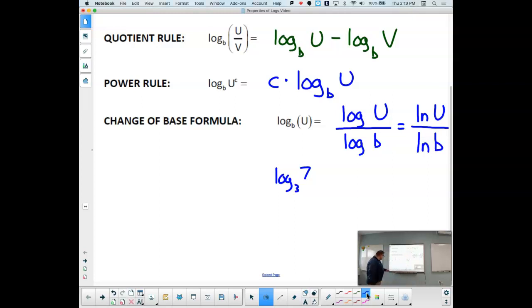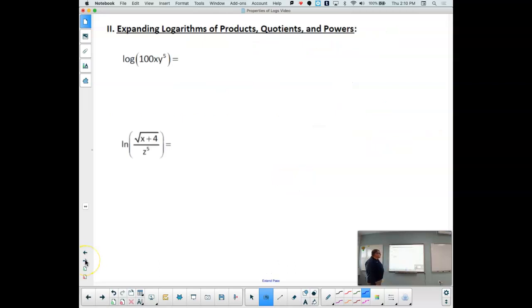So with those four, let's put them to work. First off, we're going to expand. We're going to have a single log or a single natural log, and all of those properties work for whatever log it is. Natural log, remember, is just log base e, so that would still apply. We're going to go all the way through and get it expanded out as far as we possibly can.